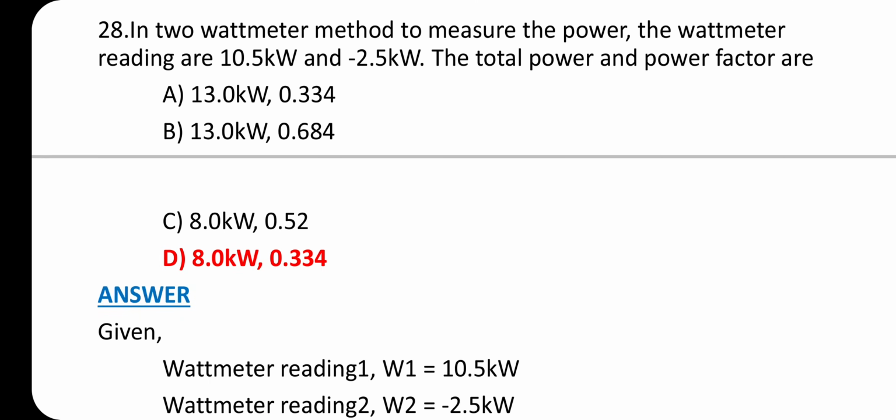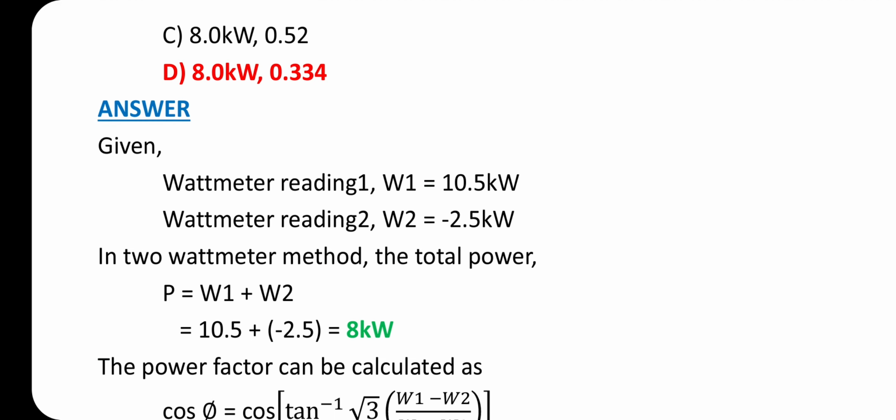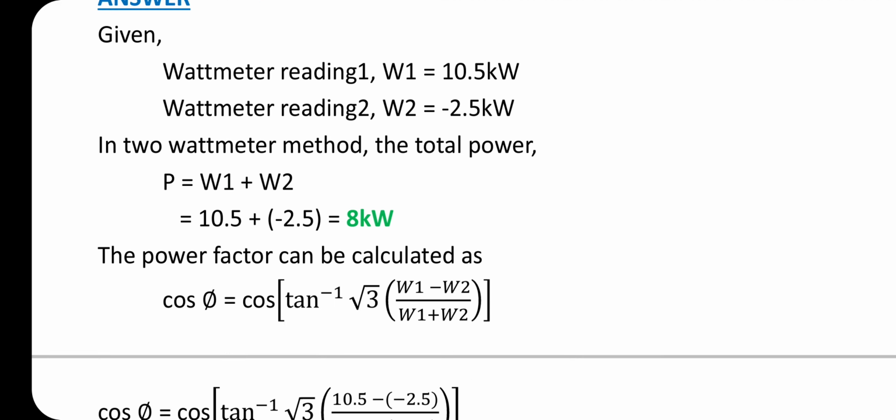In 2 wattmeter method, to measure the power, the wattmeter readings are 10.5 kilowatt and minus 2.5 kilowatt. The total power and power factor are, answer is option D, 8 kilowatt and 0.334. Given wattmeter reading W1 equals 10.5 kilowatt, wattmeter reading W2 equals minus 2.5 kilowatt. In 2 wattmeter method, the total power P equals W1 plus W2. Substituting the values of W1 and W2, the total power we get as 8 kilowatt.